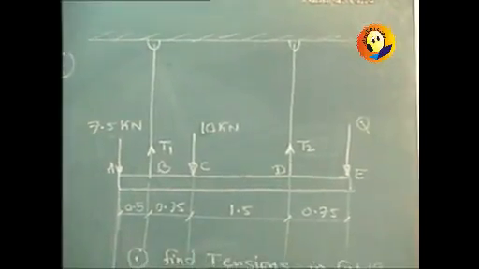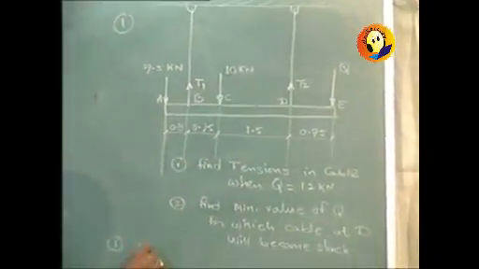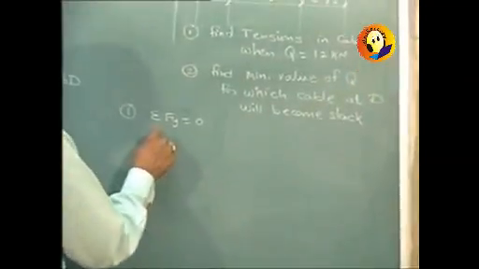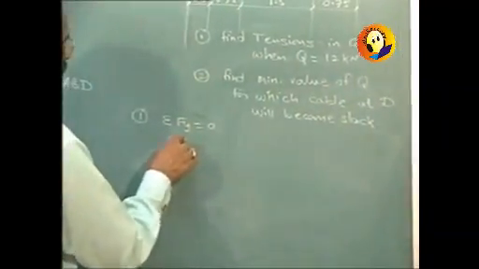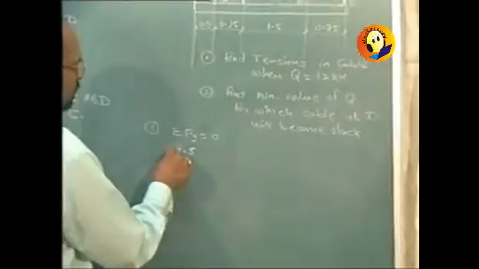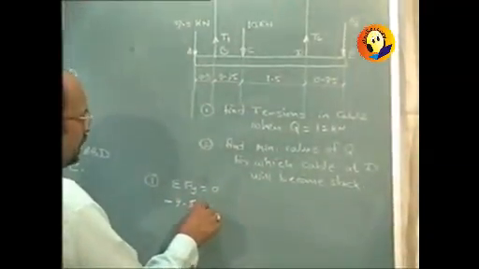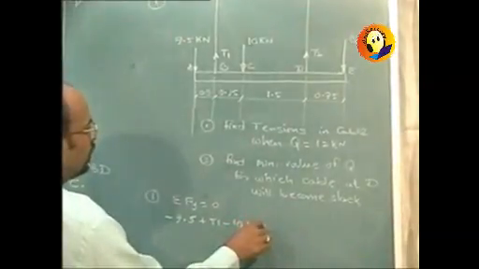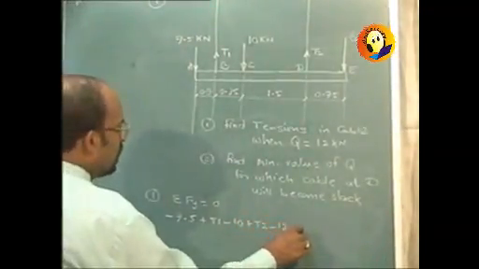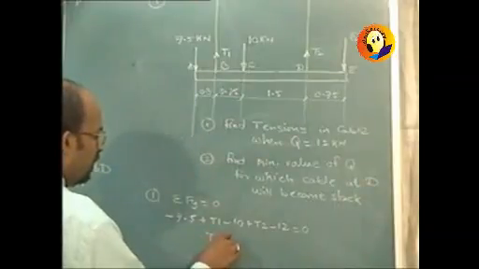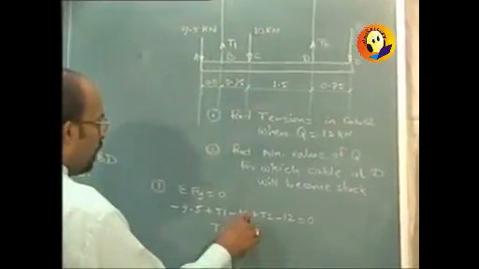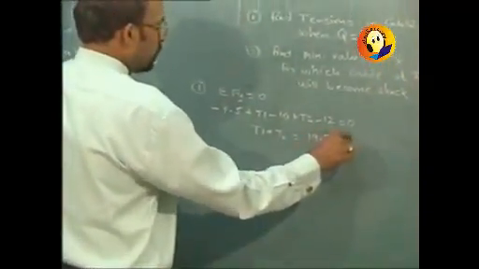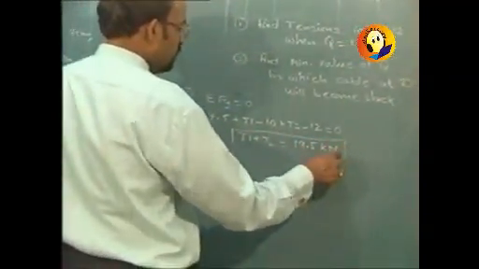So, the solution will be based on simply two equations. Let us write them. The first one is sigma Fy equal to 0, which gives me, everything in kilonewtons, minus 7.5 because it is downward, plus T1 minus 10 plus T2 minus 12 is equal to 0, and we get T1 plus T2 equal to 19.5 kilonewtons. So we get one equation.